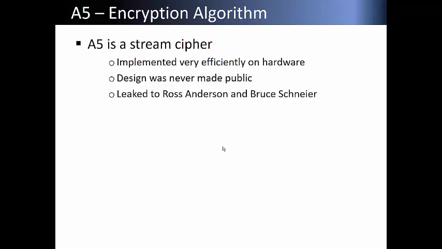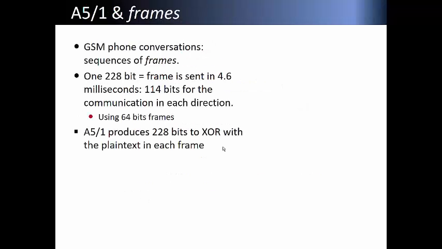The algorithm is a stream cipher implemented very efficiently in hardware. The design was never made public. It was leaked to Ross Anderson and Bruce Schneier. I think there is some other guy's name, Nathan, but I'm not completely sure. The general idea of a frame is that there is a 64-bit frame. It generates a 228-bit sequence. The frame size is 64 bits, but it keeps generating 228 bits of K finally, so that given 228 bits of a message, 228 bits of the key K will be exclusive ORed to produce ciphers.